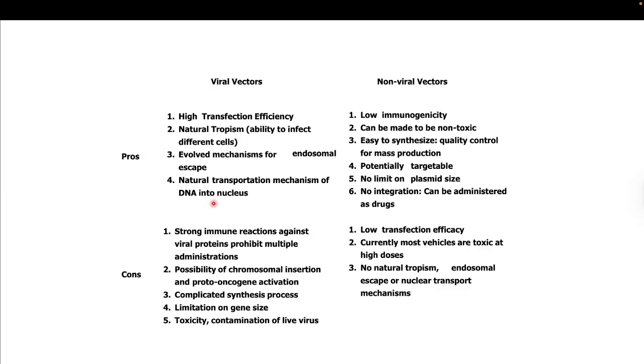The disadvantages of viral vectors, they can generate strong immune reactions against viral proteins because we are going to use the entire virus, so the body can generate reaction against the viral proteins. There is a possibility of chromosomal insertion and oncogene activation. It's a complicated synthesis process because you have to engineer the virus vector in such a way that it delivers your gene, and we have a limitation on the gene size.